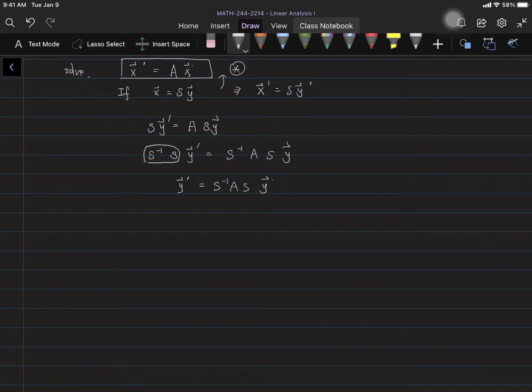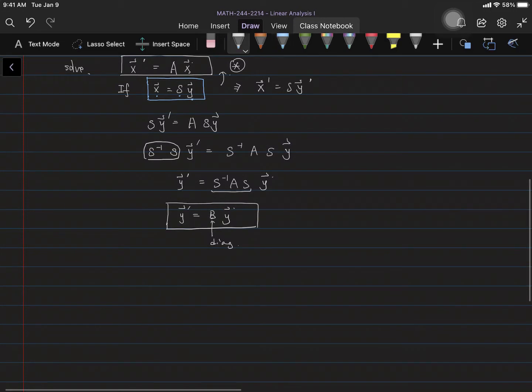We let this be B, so we say this equals By. So we get a new linear system with y. Our goal is to make this a diagonal matrix. The linear transform we did is like this. If we can find such an S, after we solve for y, we can find x later just by multiplying by S. Okay, let's see the definition.